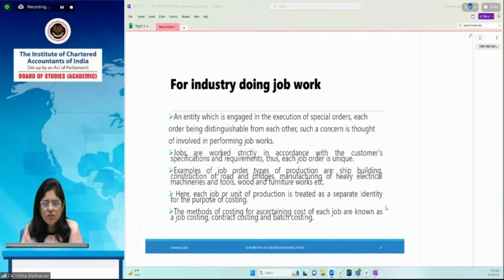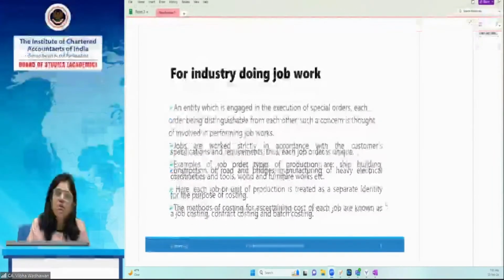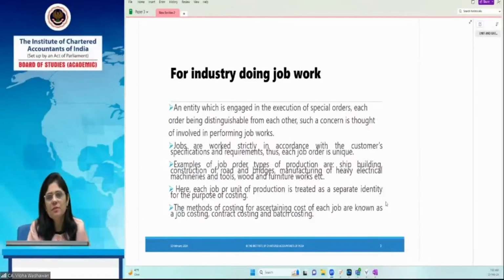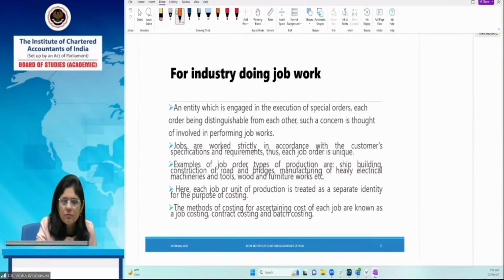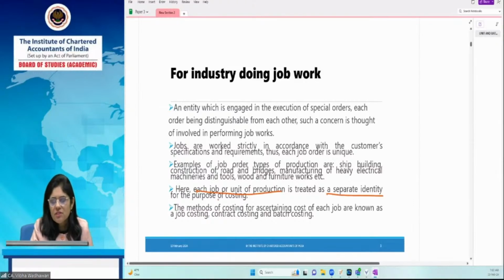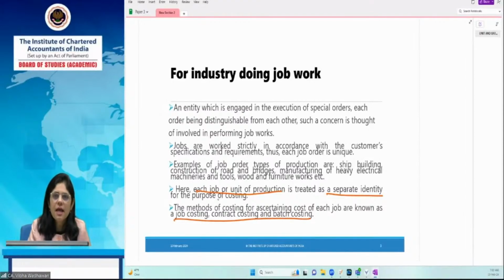Examples are shipbuilding, what type of ship you require, then construction of roads and bridges, and buildings also. Manufacturing of heavy electrical tools, wood, furniture, etc. Here the production, the assembly, is done as per the customer requirements. Every customer's requirements will be different, so the production will not be a regular one. All the jobs, all the orders, all the products will not be similar. They will all be different. Here each job or unit of production is treated as a separate entity. And the methods of costing are known as job costing, contract costing, and batch costing.